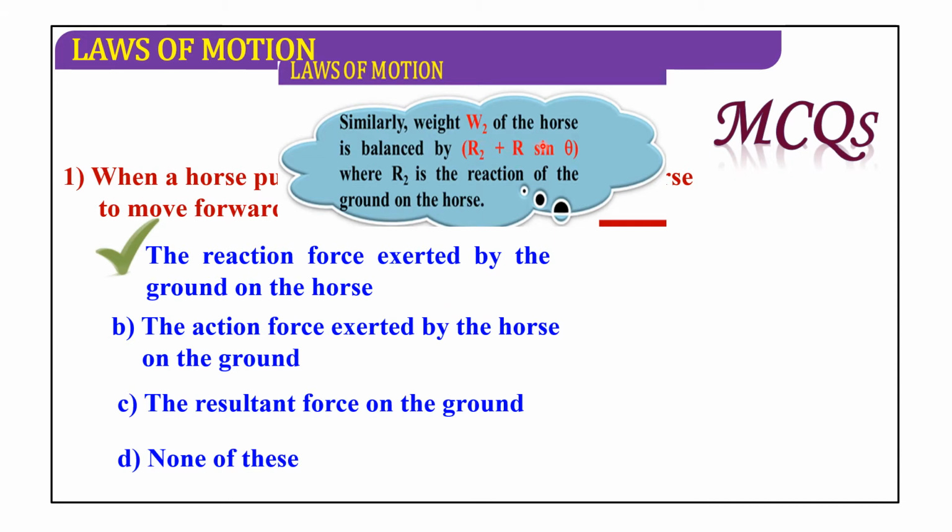See here, weight W2 of the horse is balanced by R2 plus R sin theta, where R2 is the reaction of the ground on the horse. So the reaction force exerted by the ground on the horse.